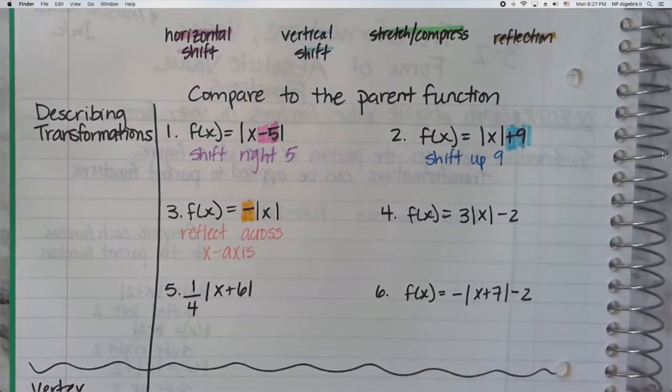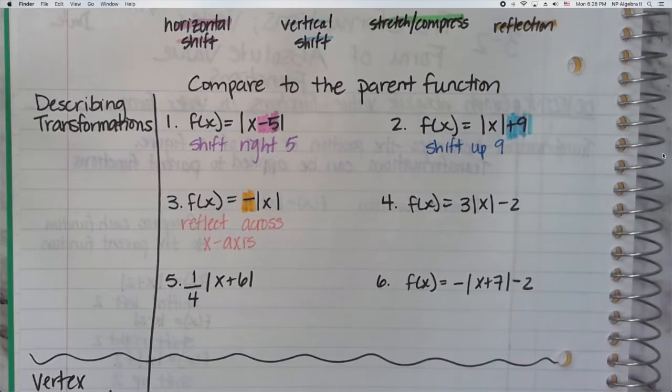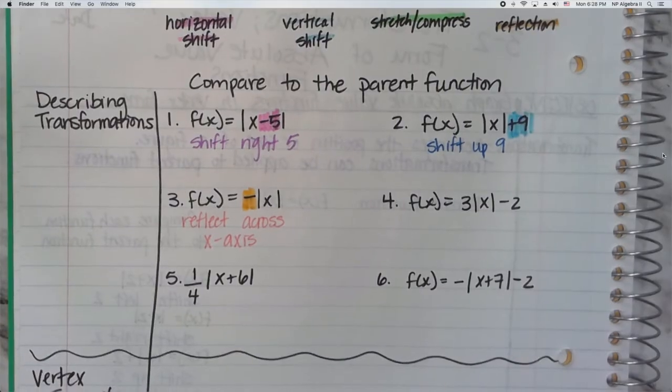Now, sometimes more than one transformation occurs. Sometimes there's a horizontal shift, a vertical shift, and a stretch, and a reflection. So we've got to find all of them when looking at the next function.